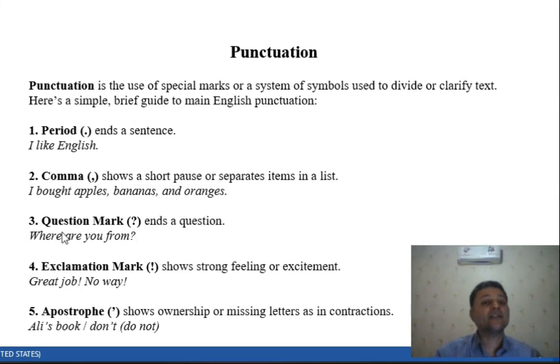Anyway, the third one, a question mark. It's easy. It ends a question. Just as a period or a full stop ends a sentence, a question mark ends a question. Where are you from, for example?